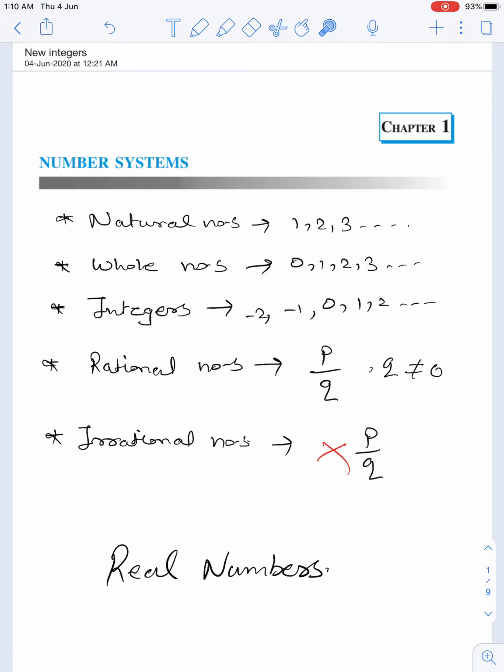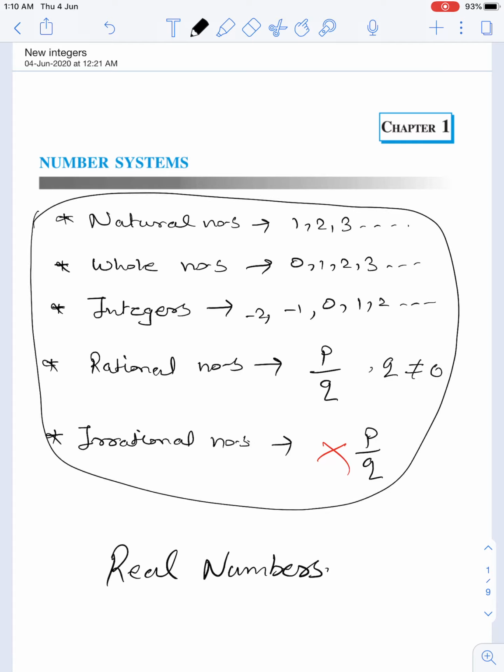Then we learned about rational numbers. Rational numbers are the numbers which can be represented in p upon q form with the condition that q is never equal to 0. Next we learned about irrational numbers. Irrational numbers are the numbers which cannot be represented in p upon q form. And finally we learned that the collection of all these numbers is known as real numbers.